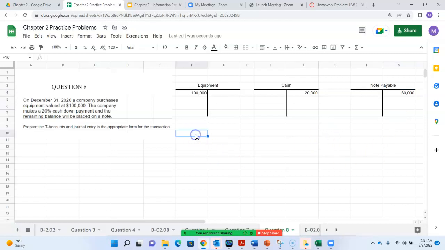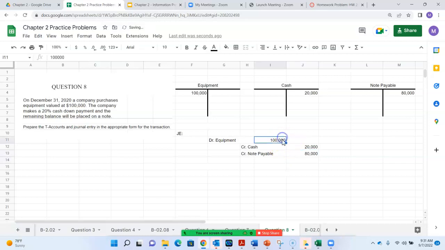So now let's record the journal entry for this. JE stands for journal entry. So we are going to debit our equipment. Now let's put some spaces in. I guess we could just use a different cell. That's probably easier. For $100,000. And then let's put our credit right here. Our credit, well, we have one credit for cash. We'll put it right here. That's $20,000. And we have another credit of a note payable. And that's for $80,000.